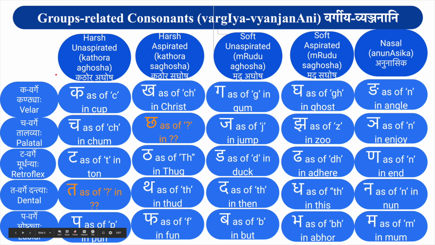The name of the group is from the first letter of the group. For example, this group, its name is Ka Varga because Ka is the first letter. The second group is Sa Varga. Third group is Ta Varga. Fourth group is Ta Varga. Fifth group is Pa Varga.